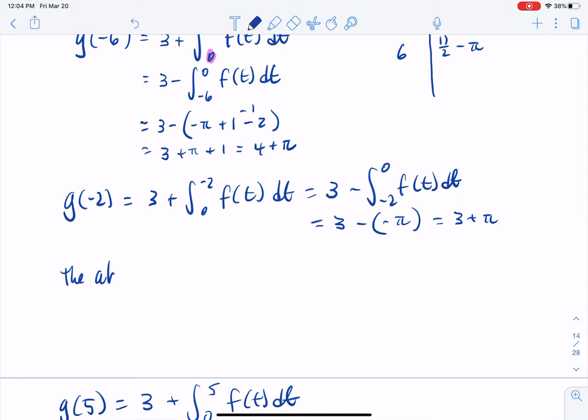The absolute maximum value of 4 plus pi occurs at x is equal to negative 6, right?